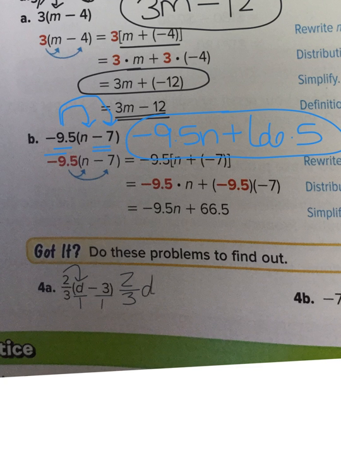Again, 2/3 times 3 over 1. 2 times 3 is 6. 3 times 1 is 3, but I know that 6 divided by 3 is 2. So my final answer is 2/3 d minus 2. If you haven't yet, pause the video and do 4B.